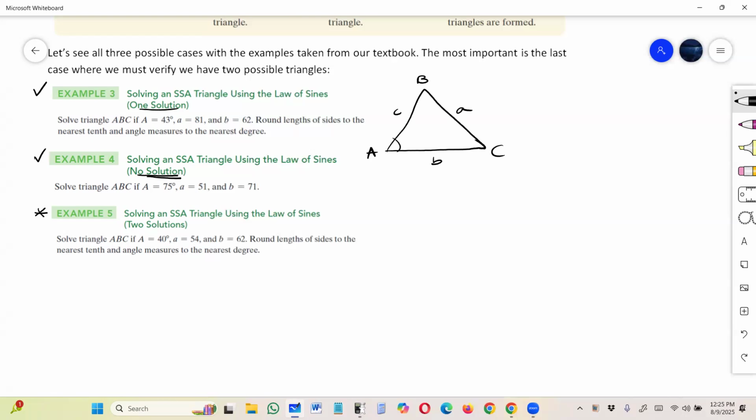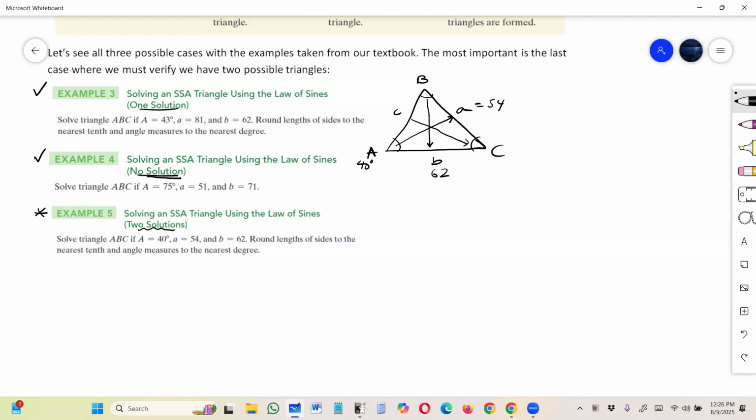You could reorder the letters whichever way you want, as long as, for example, side A is opposite to angle A, side B is opposite to angle B, and side C is opposite to angle C. Okay? So we're saying that this is a two-solution case. We'll see what that means. So angle A is 40 degrees, side A is 54, and side B is 62.